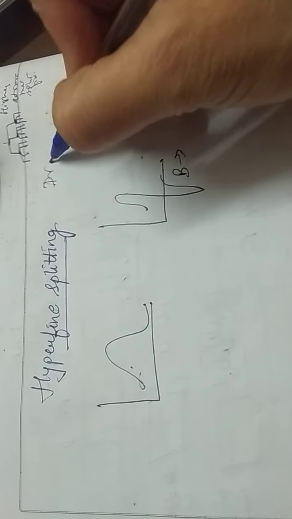Now let's understand some more topics. There are a few more topics left. One is hyperfine splitting, then Drago's rule and Jahn-Teller distortion. We are going to discuss them one by one and how our spectra looks like.